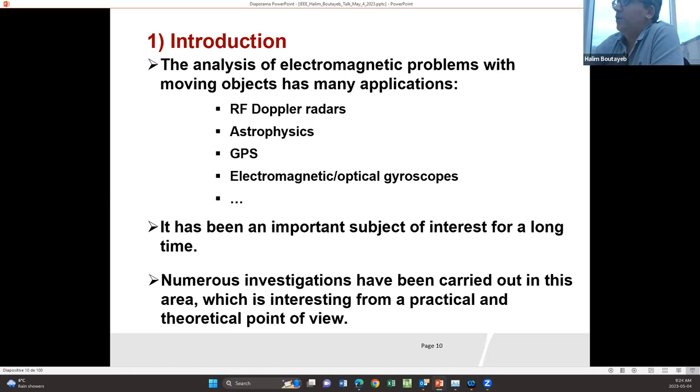The analysis of electromagnetic problems with moving objects has many applications, like radio frequency Doppler radars, astrophysics, GPS, electromagnetic optical gyroscopes. It has been an important subject of interest for a long time. Numerous investigations have been carried out in this area, which is interesting from a practical and theoretical point of view.